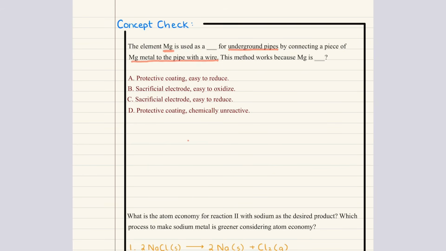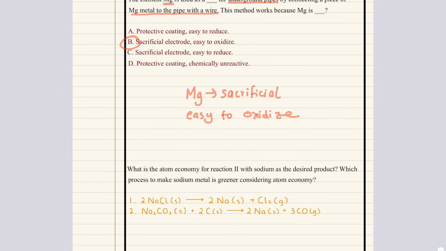So here magnesium is not being used as a coating. It is not sitting on top of the pipe to block oxygen and water. Instead, it's being used as a sacrificial electrode, which means it is intentionally allowed to oxidize so that the iron in the pipe does not. Magnesium is much more active than iron, so it loses electrons more easily. In other words, it's easy to oxidize. So that makes the correct answer sacrificial electrode, easy to oxidize.